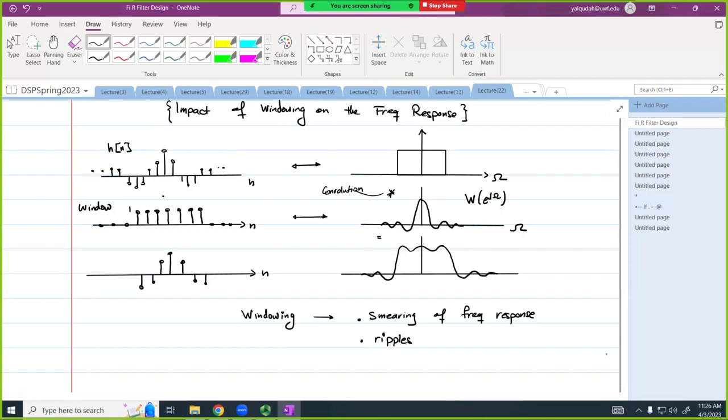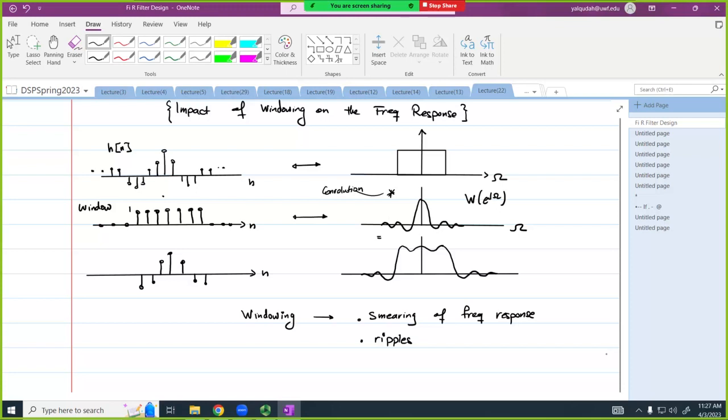And of course, when we make this window bigger, what's going to happen to this thing? It's going to get narrower, and therefore this transition is going to get sharper. Does that make sense? And vice versa. If I make it shorter, then this is going to get wider, and then this transition is going to get wider. So apparently the length of the window, the width of the window, is going to impact this transition that I have here.